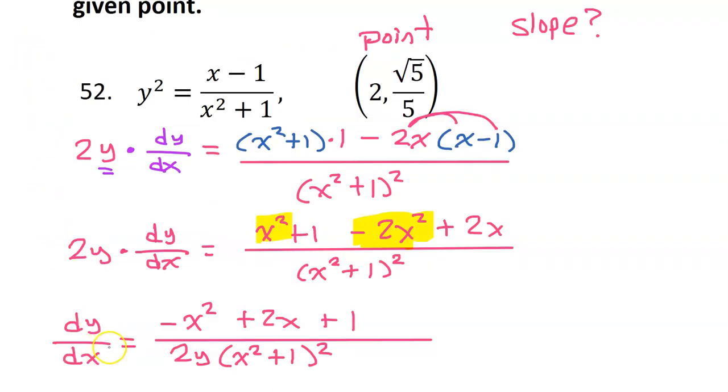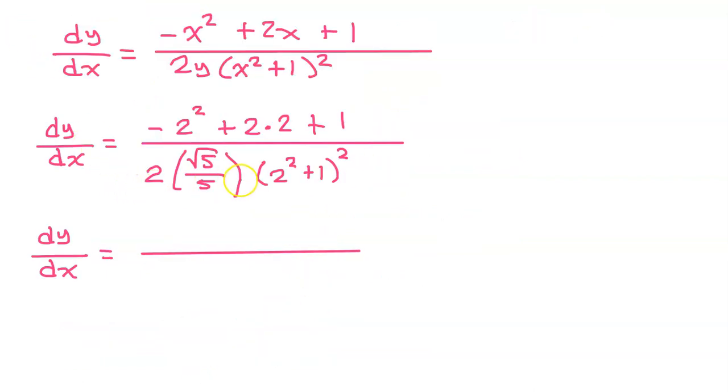This will give me the slope of the curve at any point, and the point at which I need to find the slope is the point 2 comma radical 5 over 5. So that means we need to substitute 2 for all the x's, and we need to substitute radical 5 over 5 for the y. Making those substitutions, we have this.